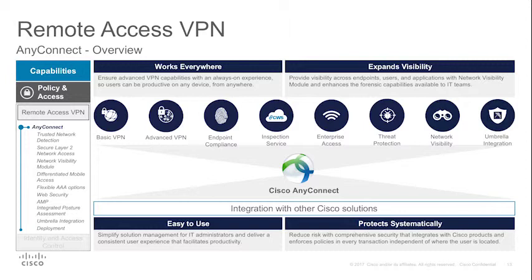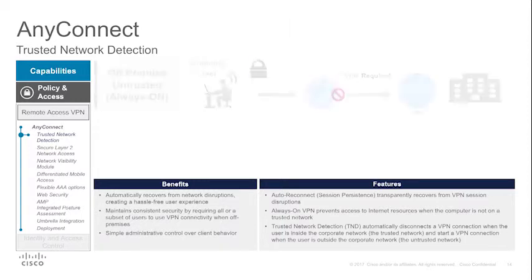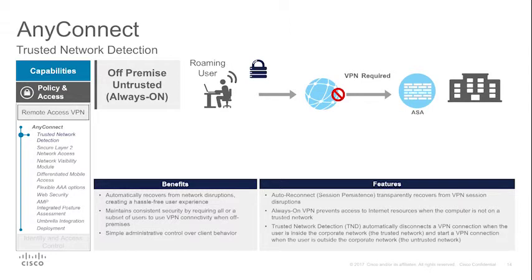AnyConnect offers users an always-on experience through trusted network detection so that they can be productive on any device at any time from anywhere. With AnyConnect, access is intelligent, simple, and always on, helping make users more productive from any location, on any device, across any access medium. Always-on VPN leverages a trusted DNS domain or server and requires a valid server certificate configured on the ASA. Otherwise, it fails and logs an event indicating the certificate as invalid. It also requires a host to be defined in the server list of the profile and maintains a consistent security by requiring all or a subset of users to use VPN connectivity when off-premises.